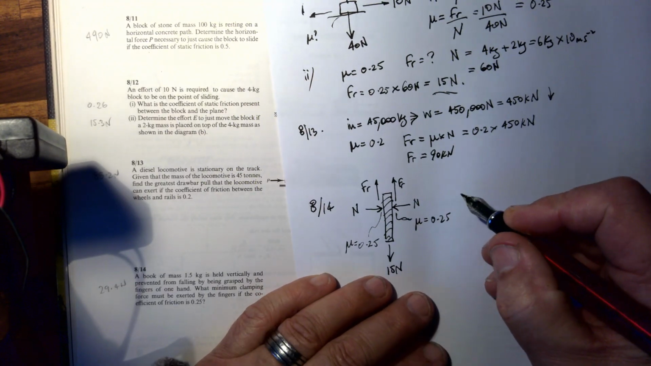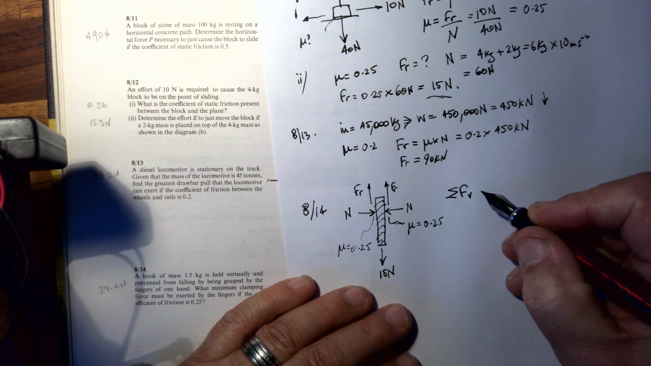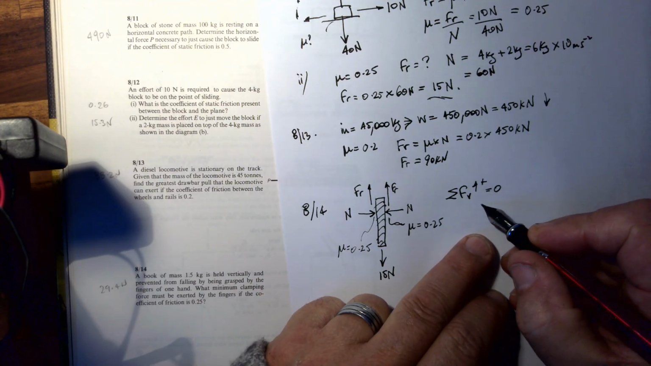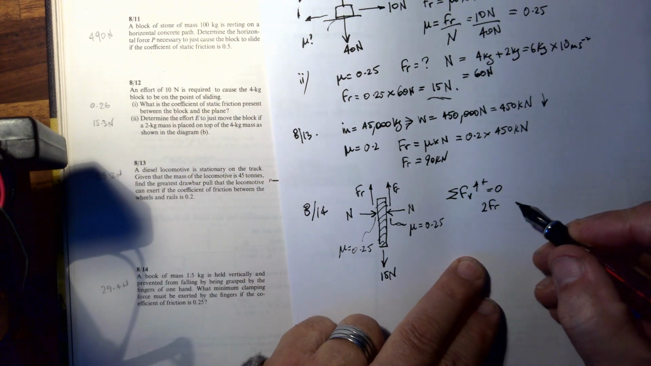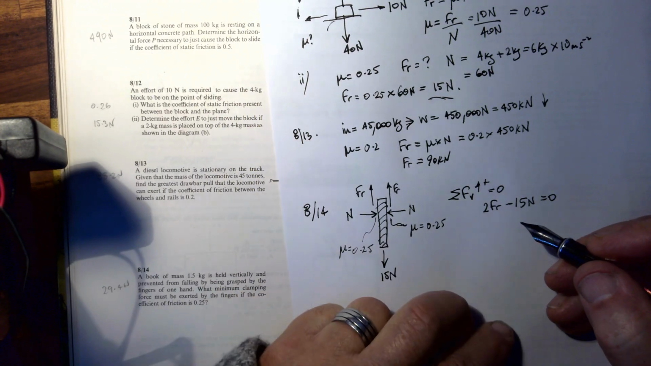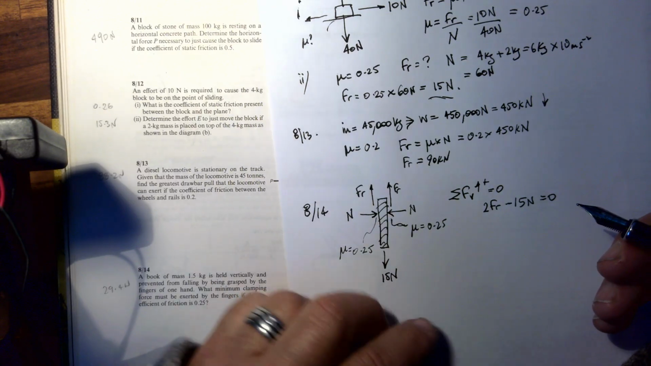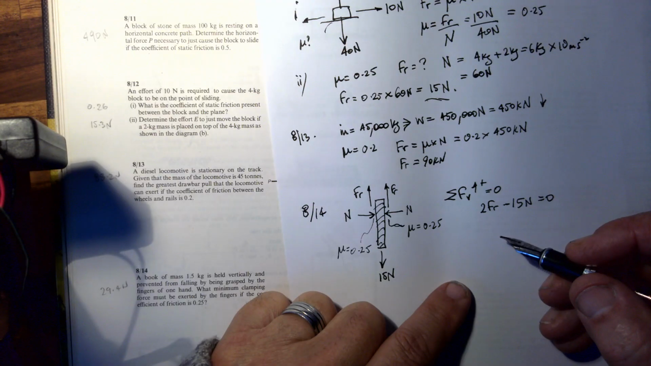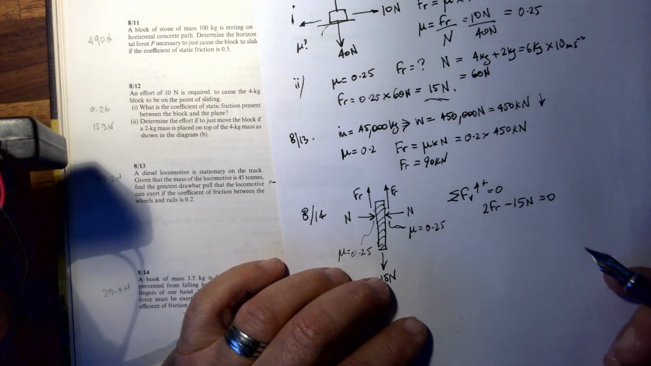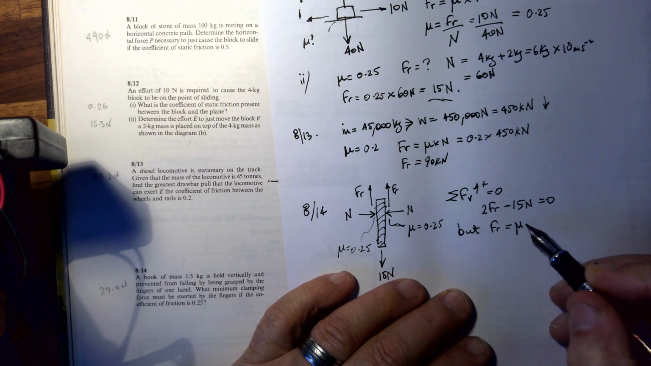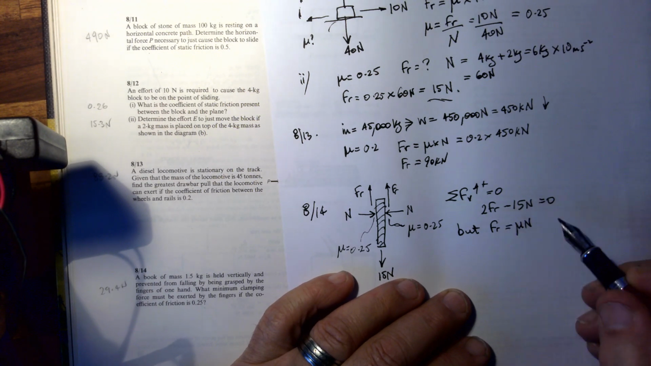Looking at this, summing all the vertical forces, which have to equal 0, making upwards positive, we'd say that 2 times Fr, because there are 2 lots of it, minus 15 newtons equals 0. That's all the vertical forces. And we know the 2 horizontal forces have to balance, so these two have to be the same. But we have another trick up our sleeve. We also know from our friction equation that Fr equals mu N, so we can substitute for this Fr. Let's call that equation number 1 and that equation number 2.